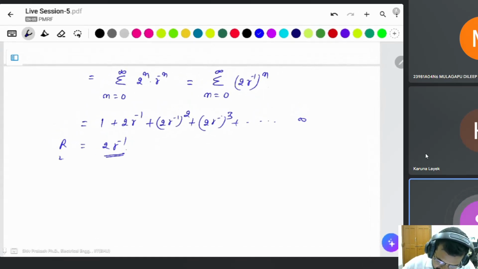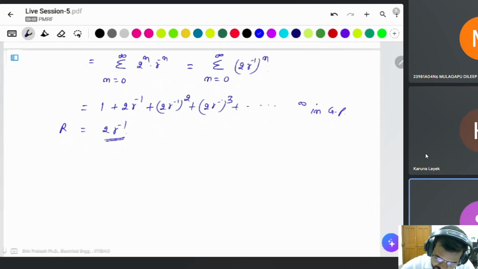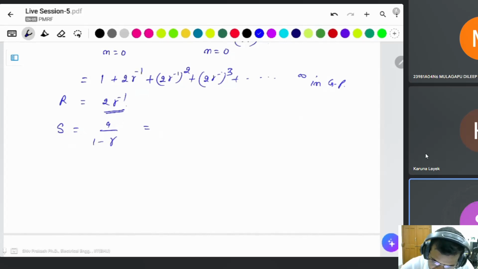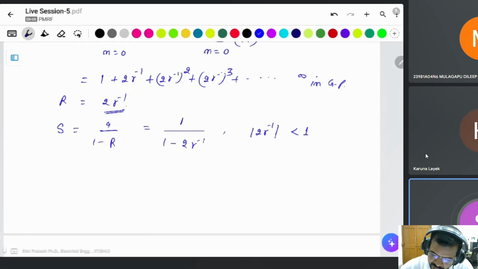The summation of this series is a GP, all are in GP. Then the summation of this one will be A divided by 1 minus R. A is 1. This will be all with capital R, 1 minus 2r to the power n. And this will be possible only when this function should be less than 1. 2r power minus 1 should be less than 1.